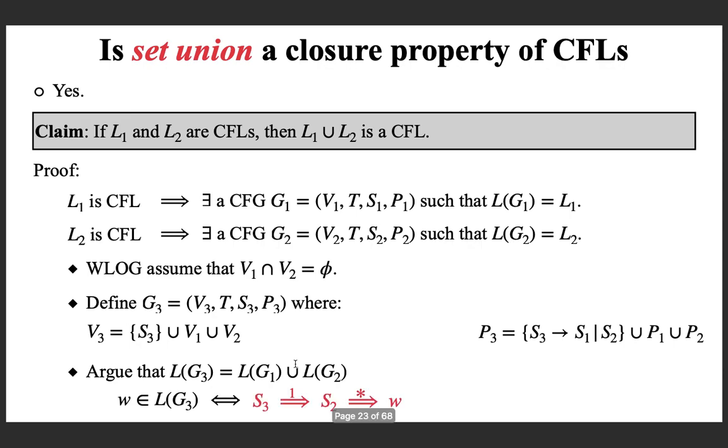And similarly, you can prove when it is present in the grammar L2. The only difference is that in the first step you will be applying this production. The proof is very easy, and hence we prove that the constructed grammar is generating the union of the languages L1 and L2, and thus conclude that if L1 and L2 are two context-free languages, then their union must be a context-free language, and hence set union is a closure property of context-free languages.